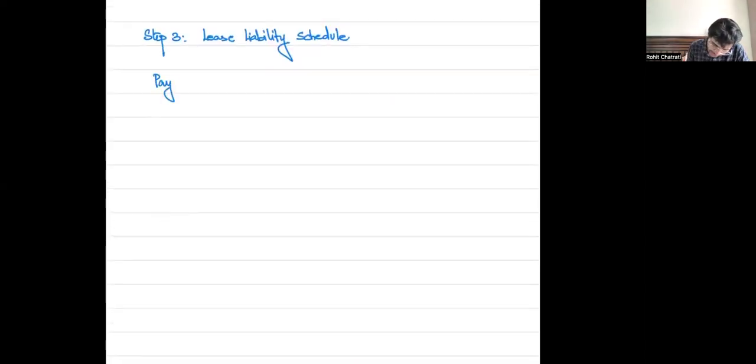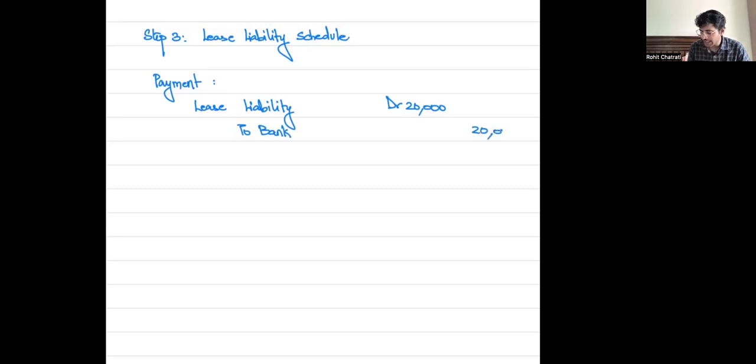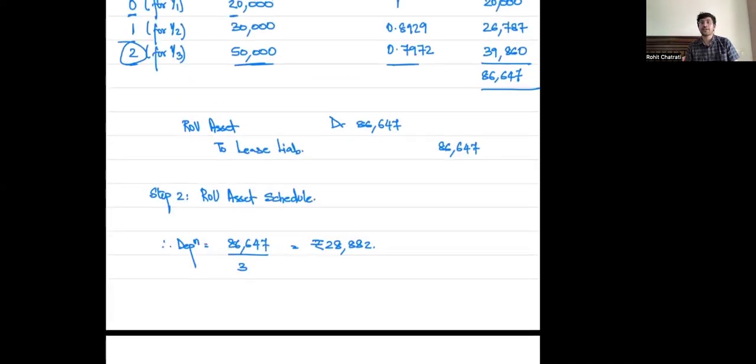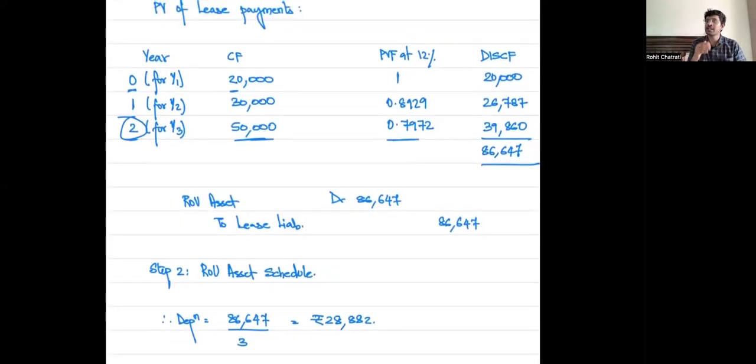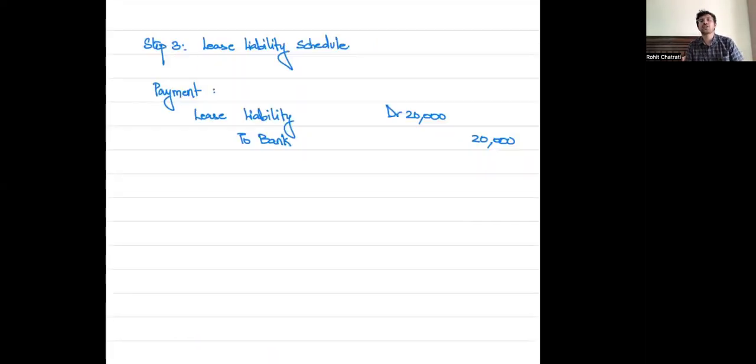The payment entry is going to be lease liability debit 20,000, and we are going to have credit bank of 20,000. So we started with a lease liability of 86,647. We are then making a payment of 20,000 immediately on the date of commencement itself. As soon as we recognize this lease liability of 86,000, I'm recording another journal which is recognizing the payment that we are making to the bank, to the lessor. The payment that we are making to the lessor is being recognized as a lease liability reduction.